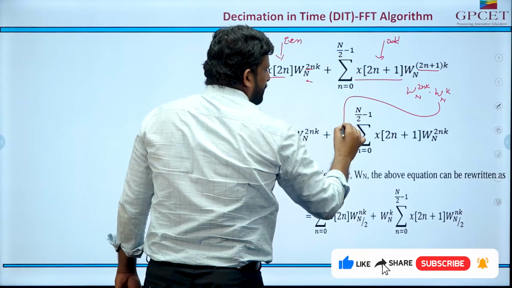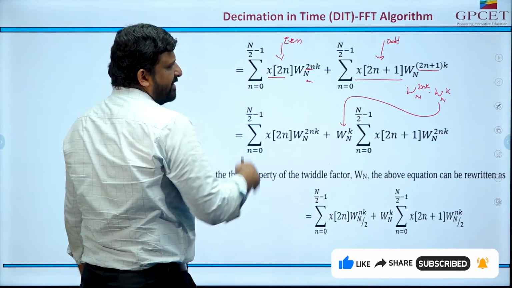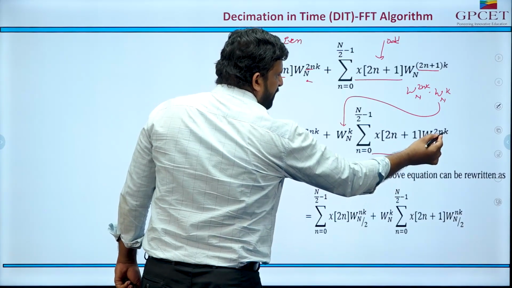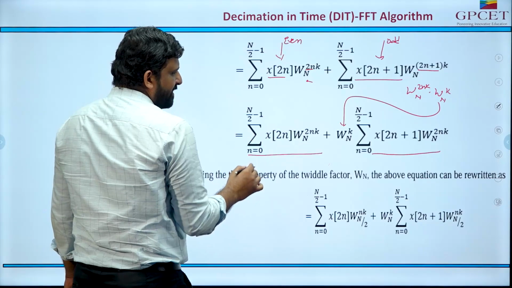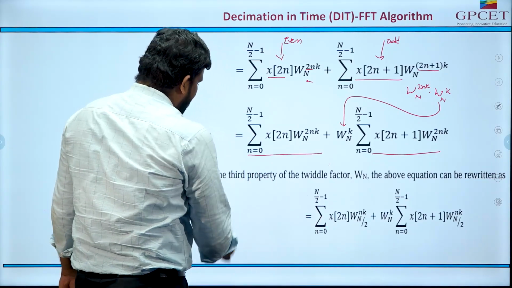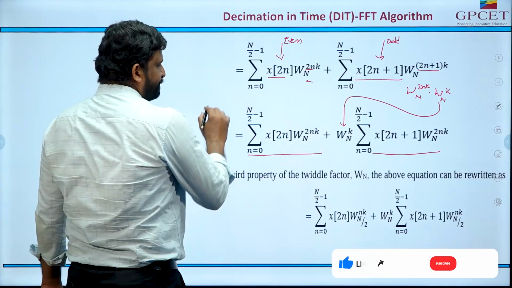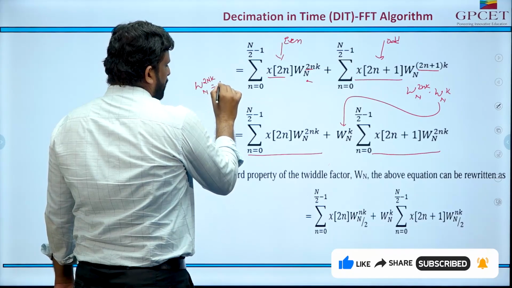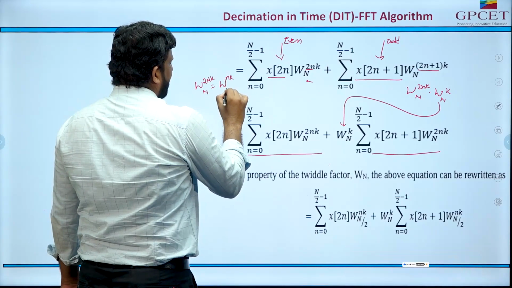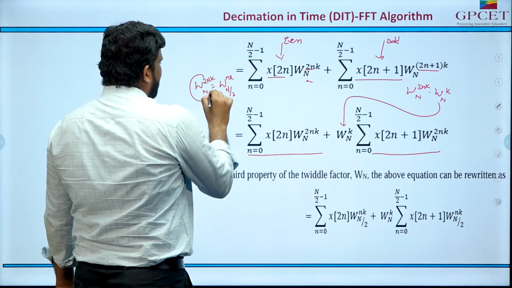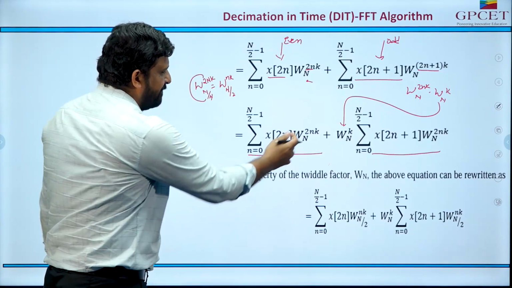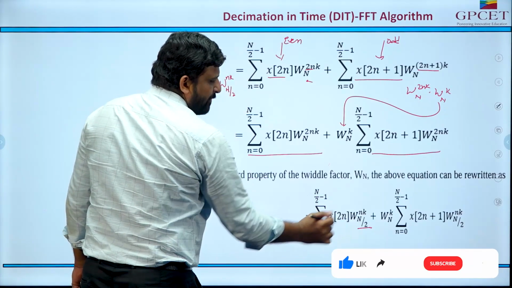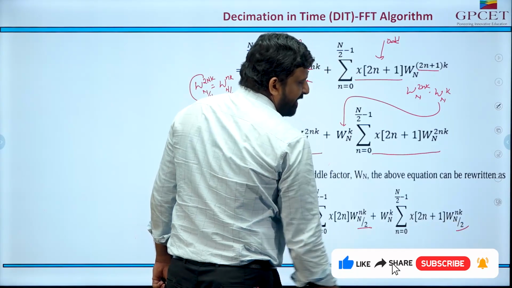After splitting, I took that particular factor outside the summation part. Now you can see the even part and the odd part. Here W_N to the power of 2nk, W_N to the power of 2nk, and the summation is the same. So finalize the equation using the third property. What is the third property? W_N to the power of 2nk is equal to W_{N/2} to the power of nk. The same thing has been written here, W to the power of nk base N by 2, and here also W to the power of nk base N by 2.